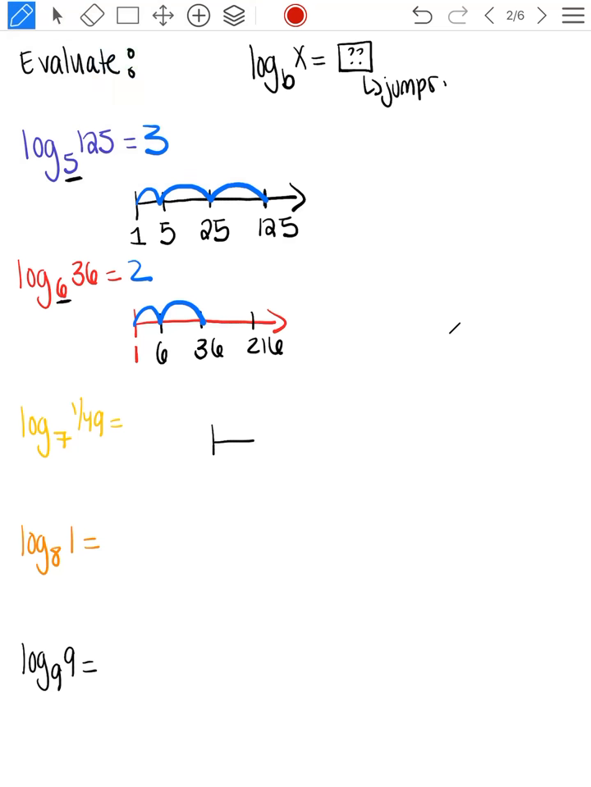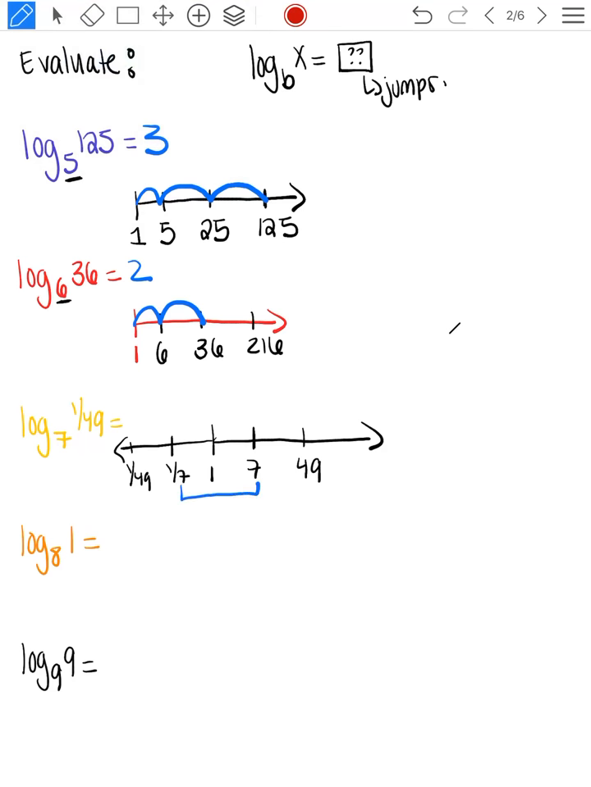Our third one's a great example of needing to go to the left on our number line. So even though I know I need to go to the left because 49 is to the left, I think it helps to go to the right first. So I'm going to start multiplying by 7, multiplying by 7. And now when I go to the left, I'm going to divide by 7. So that's going to give me 1 over 7, 1 over 49.